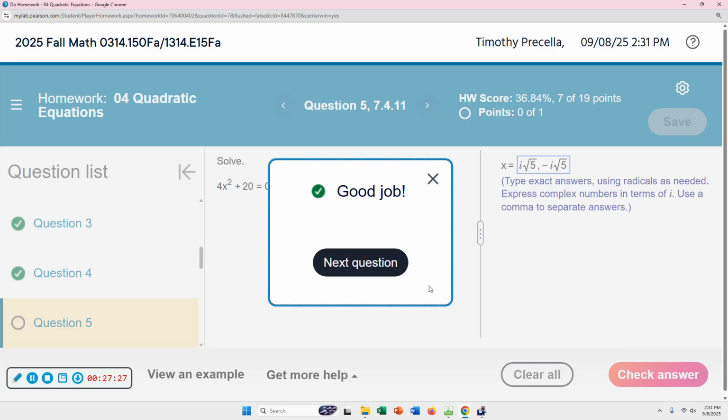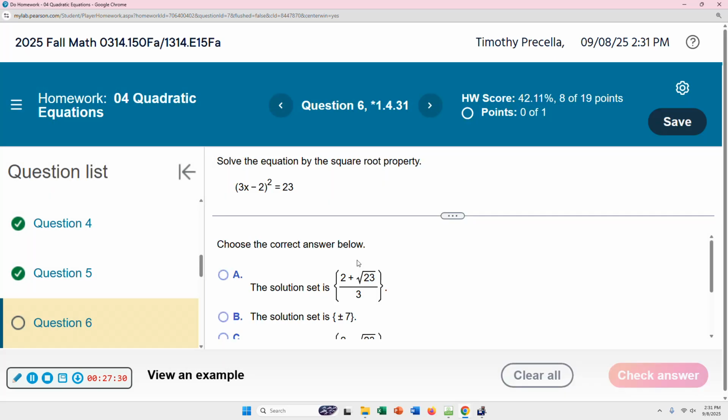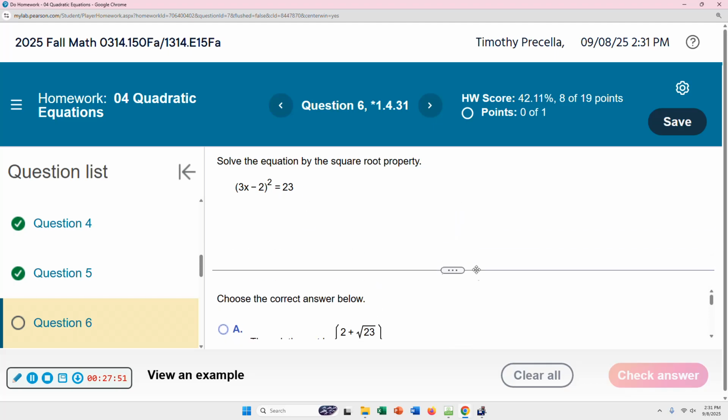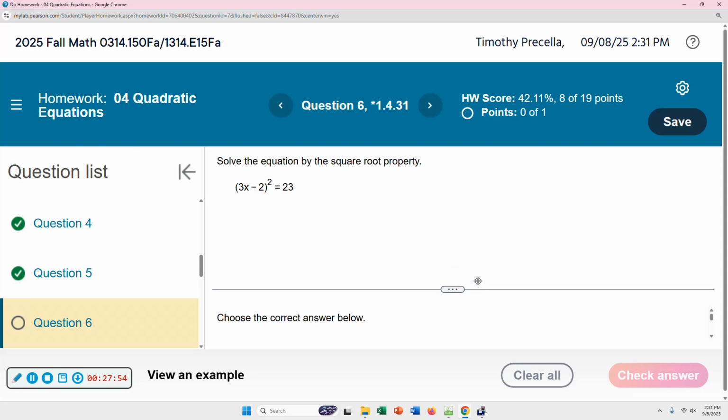Number 6. Oh, we have multiple choice. Okay, let me write it down. Let's see. (3x minus 2) quantity squared is equal to, is that 23? So 3x minus 2. I'll hide the answers. Switch it over.